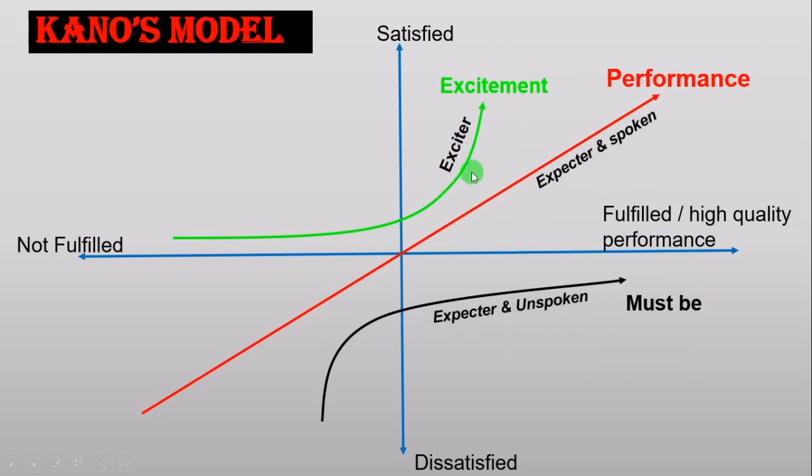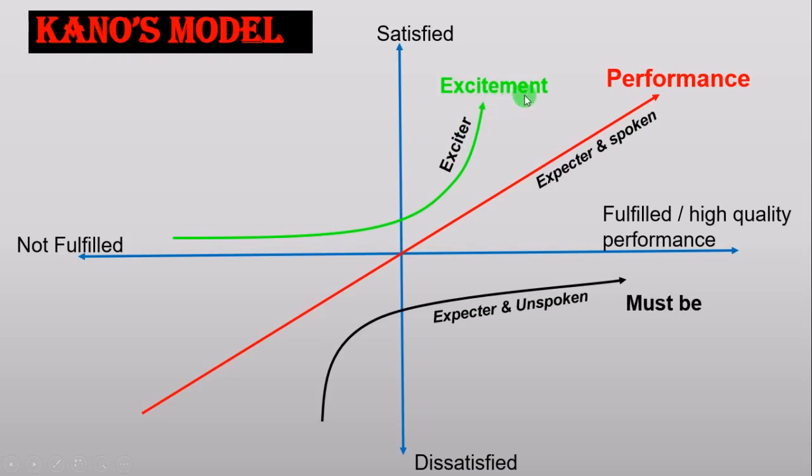Here are the exciters. Generally excitement is a category where, even if there is no excitement, the customer is still satisfied. There is no dissatisfaction given by the excitement category, but you can increase the satisfaction level of the customers.